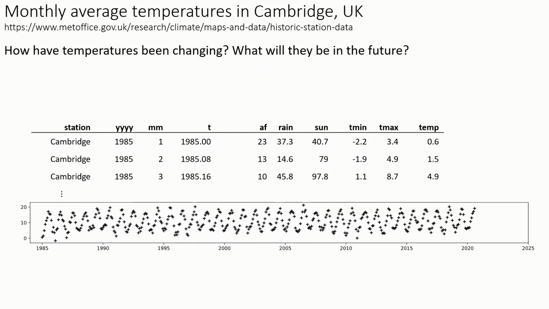Here's a data set, monthly average temperatures from a weather station in Cambridge. This data set records the time step of each reading, of course, and a few other columns like the amount of sun and rain and the number of days with frost in the air. Here's a question we might ask. How have temperatures been changing and what will they be in the future?